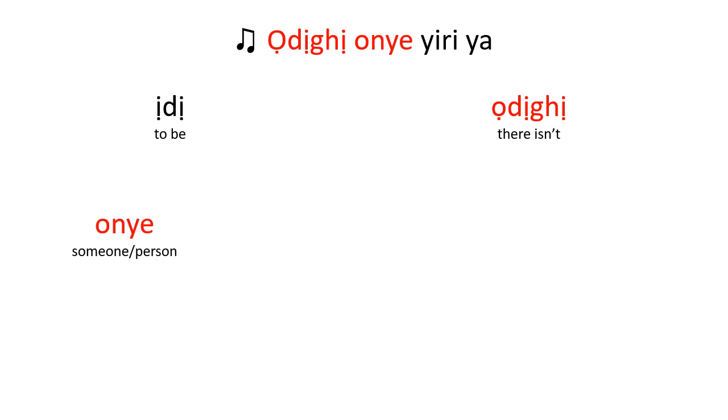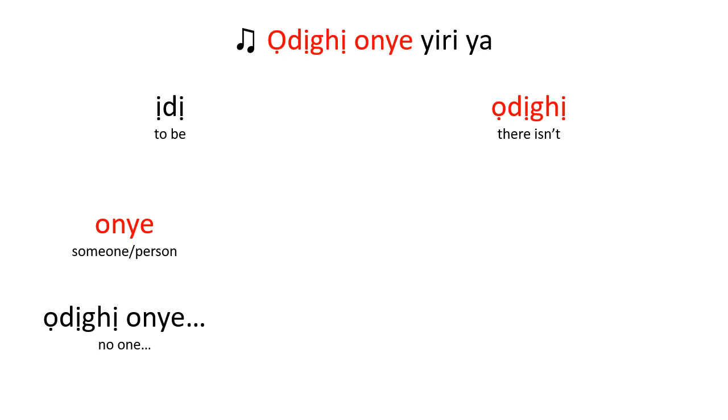Onye is a noun that means person or someone. Together, ọdịghị plus onye means there isn't someone, or to put it more simply, it means no one. Ọdịghị onye, no one. No one is one of many indefinite pronouns that we use to express ideas in a general way. So in a sentence that uses an indefinite pronoun, the subject is not a specific person, place, or thing. Some of those indefinite pronouns are someone, no one, anyone, everyone, something, nothing, anything, everything, somewhere, nowhere, anywhere, everywhere.